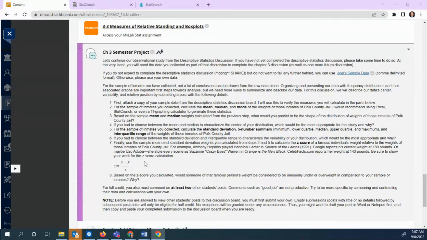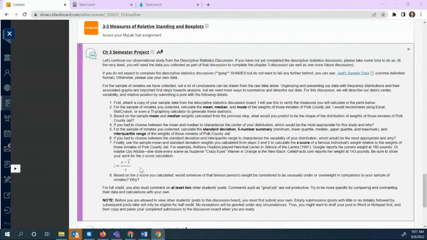A z-score is describing how far away that data point is from the mean. How far away is it from the middle? Instead of saying it's 10 pounds away or whatever it ends up being, it's saying how many standard deviations away it is. So we're using the standard deviation kind of like a ruler: how many of those is it away?